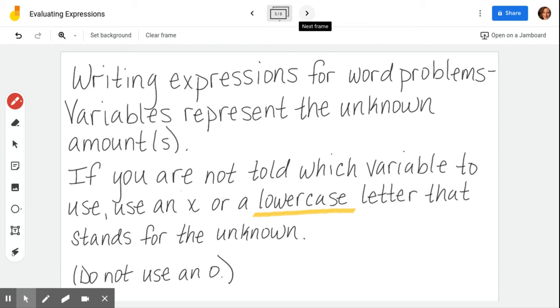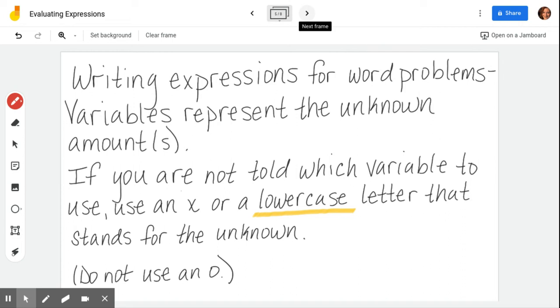Sometimes they'll tell you what variable to use. Like maybe you're doing a word problem where you have to find how many cookies to bake, and they say use C for cookies. If they don't tell you, then the most common is to use a lowercase x. Otherwise, you can use any lowercase letter that represents whatever that thing is that you don't know, the thing that you're trying to find, that you're using the variable for. You want to use a letter that makes sense for it.